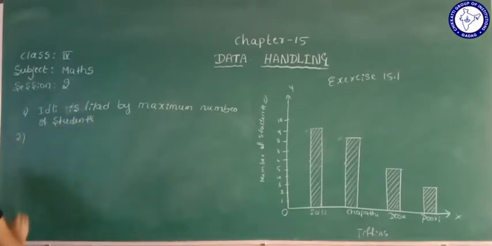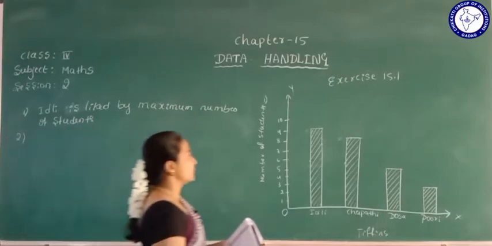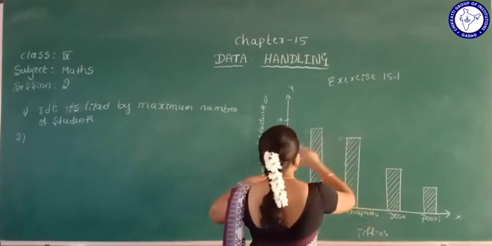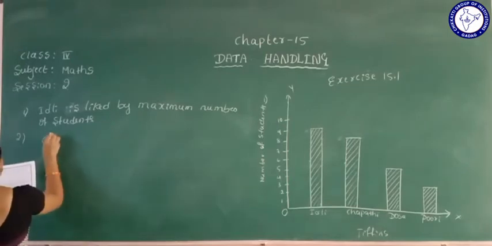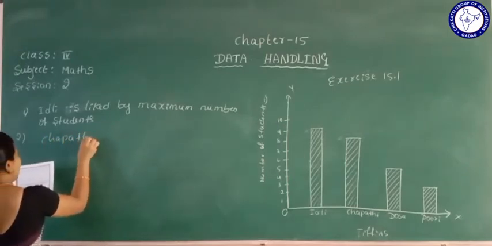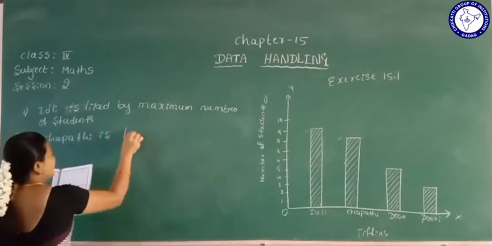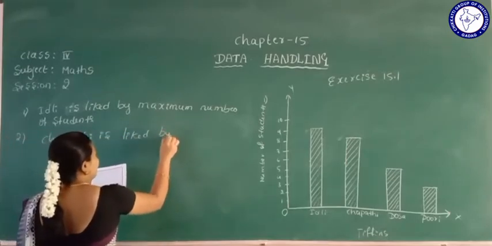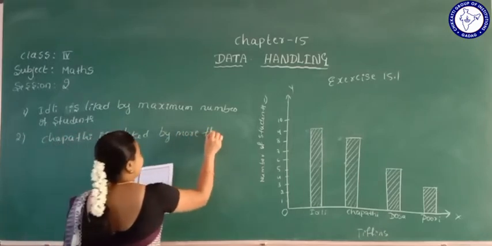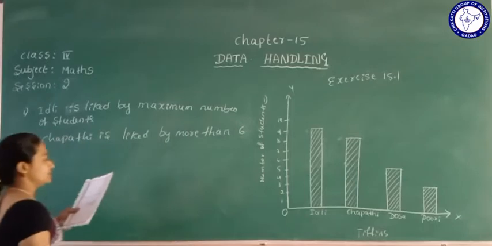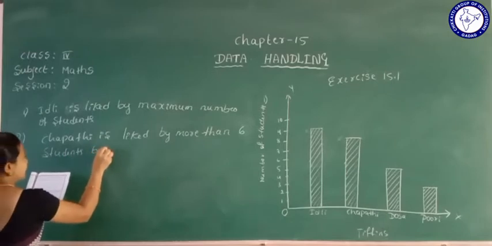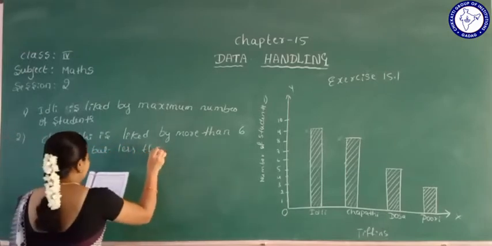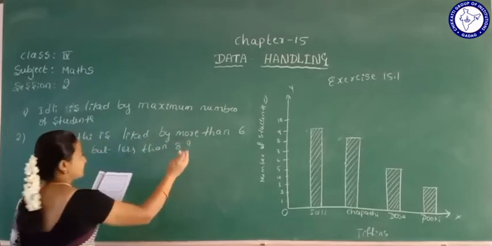The second question: which food item is liked by more than 6 students but less than 8 students? More than 6 and less than 8 students, that food item is chapati. Chapati is liked by more than 6 students but less than 8.